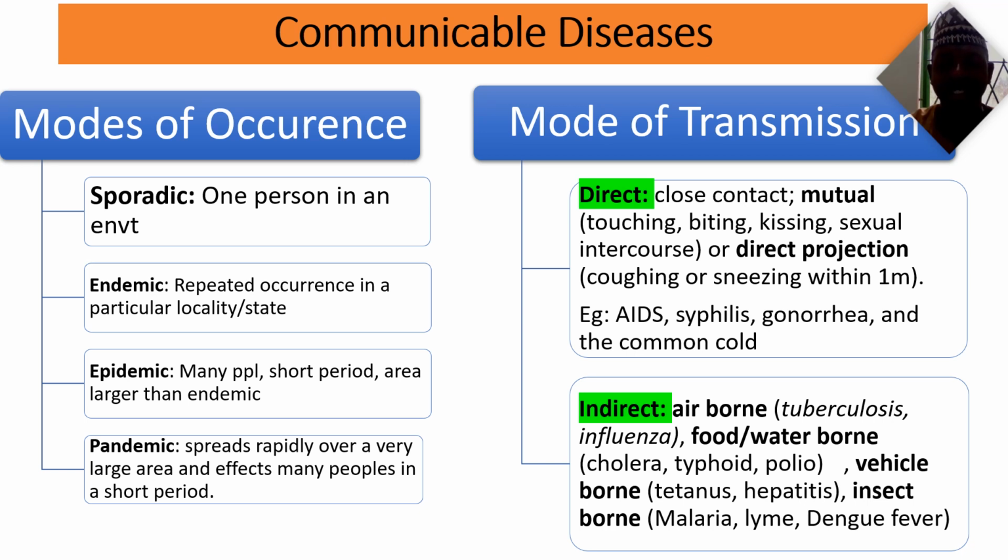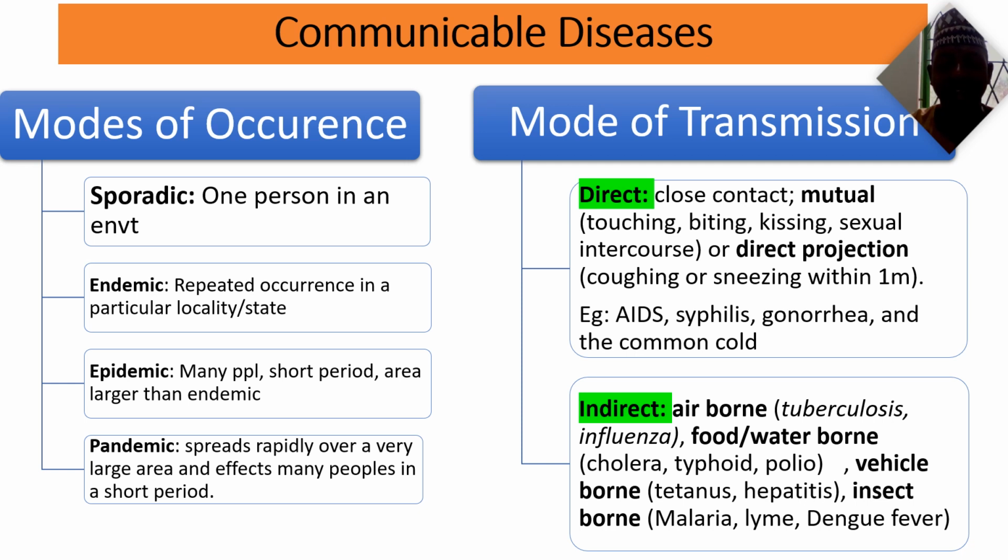Another example is influenza. Now, another type of indirect transmission can occur through consumption of contaminated food or water. That is food or water-borne transmission of diseases. Examples of diseases that can be transmitted from contaminated food include cholera, typhoid, polio. All this we are going to see in much more detail.